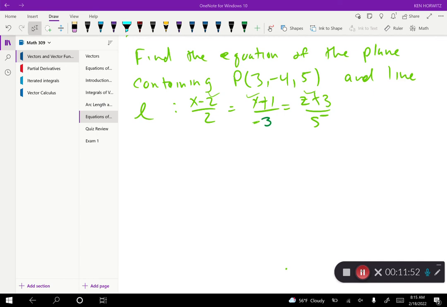I'm not 100% sure, but I do know that my symmetric equations have some direction numbers in them, don't they? So I can get, let's say, I'll call it vector B, and I'll say that that is 2, negative 3, 5. That's a terrible 5. I'll make that a little bit better. And that's a vector for this particular line.